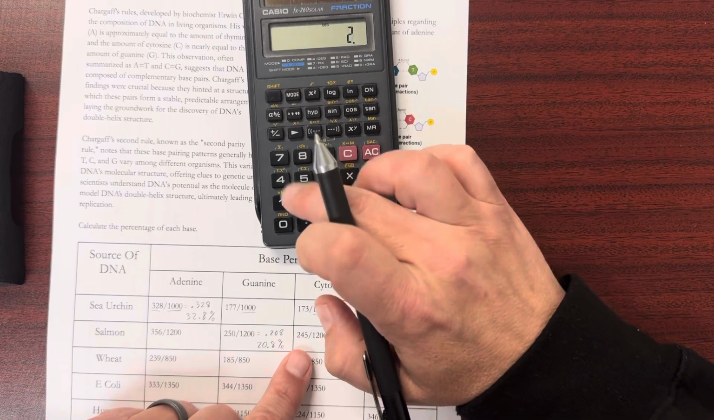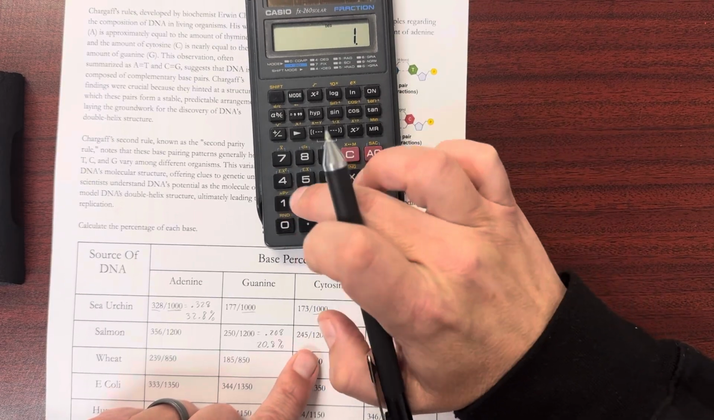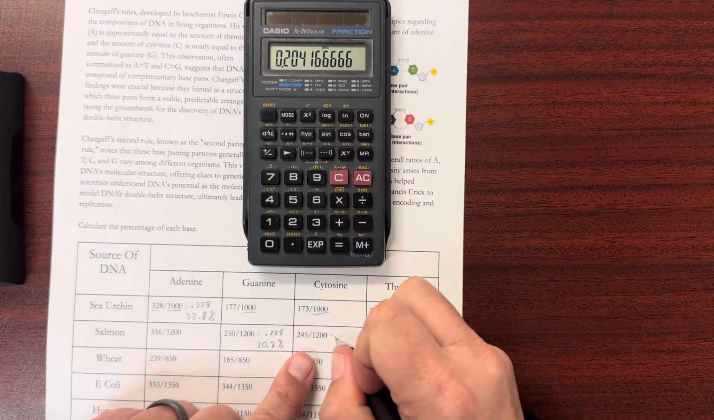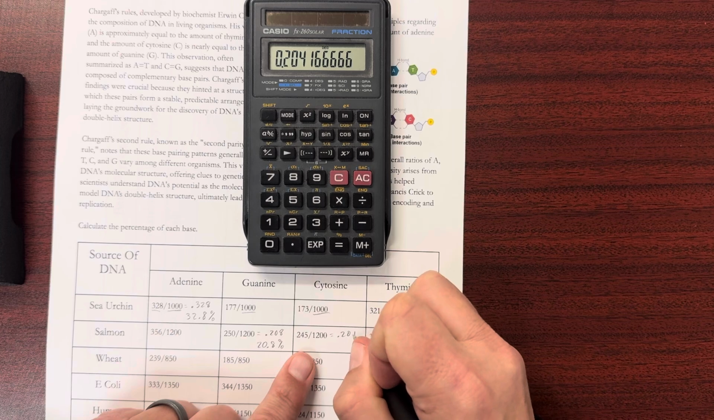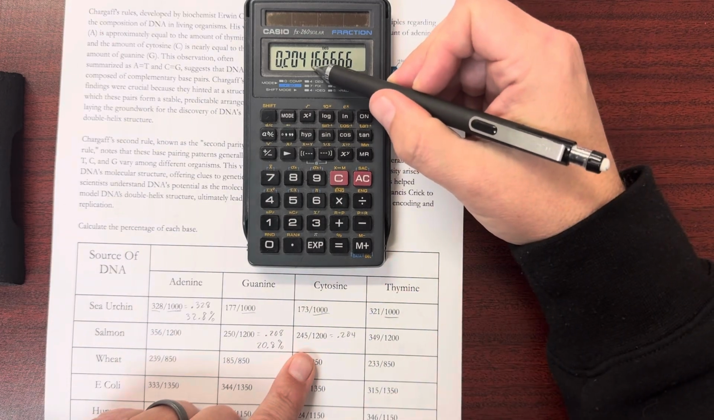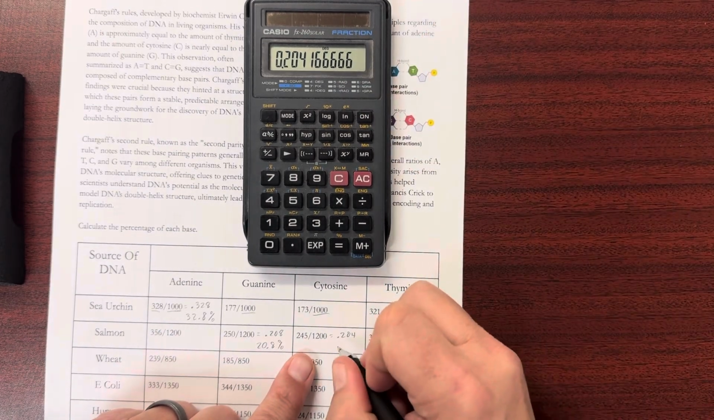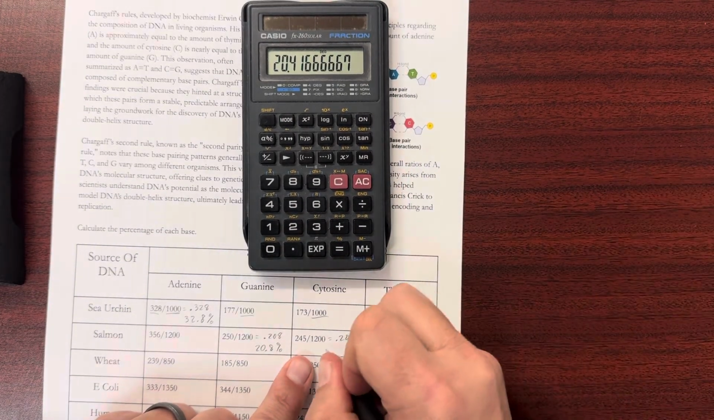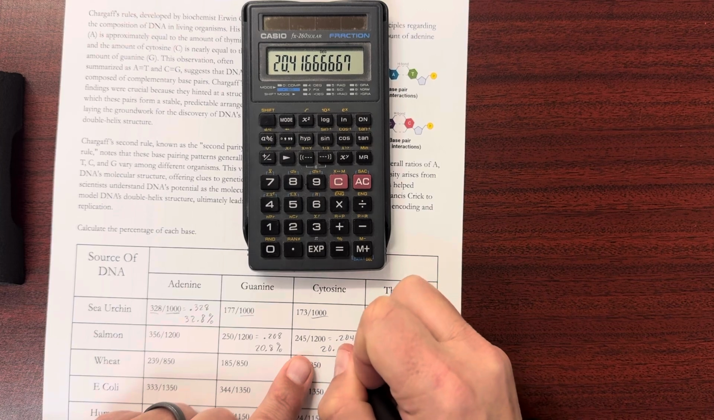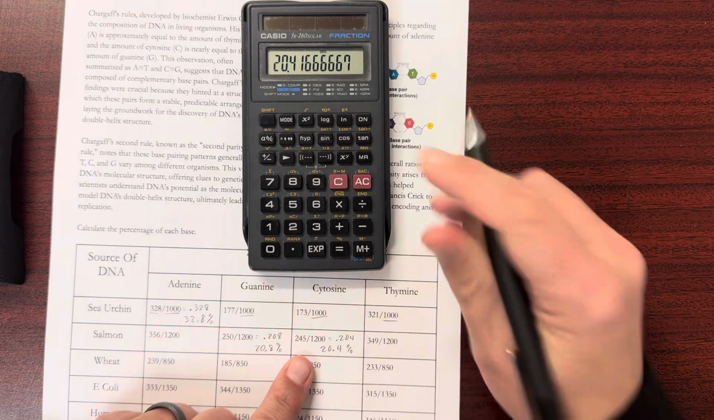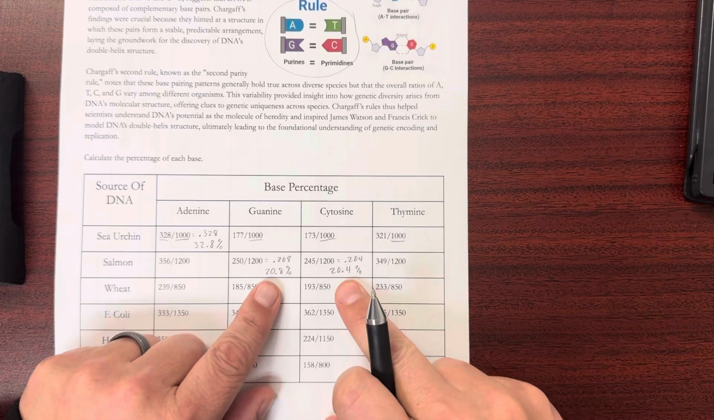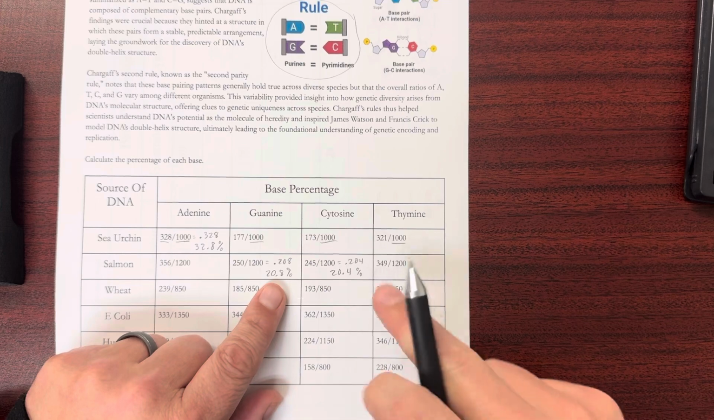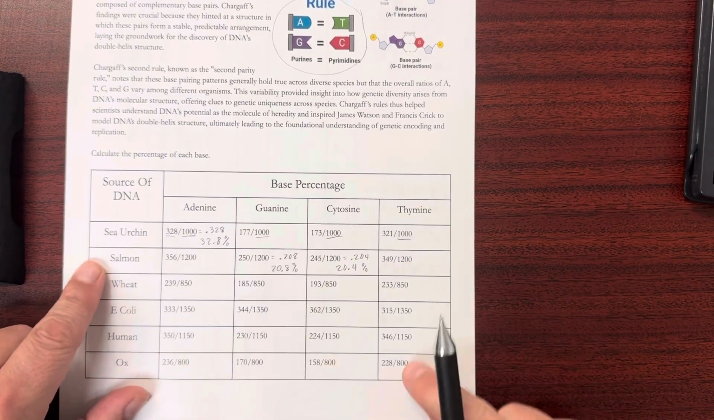All right. Now let's do cytosine for that same one. I've got 245 divided by 1,200 equals, same thing, I'm going to round to 0.204 in this case, because this 1 is going to keep that a 4. And then multiply by 100 to give me 20.4%. And just like we expected, the percentages for guanine and cytosine are pretty close. So do that for the rest of these.